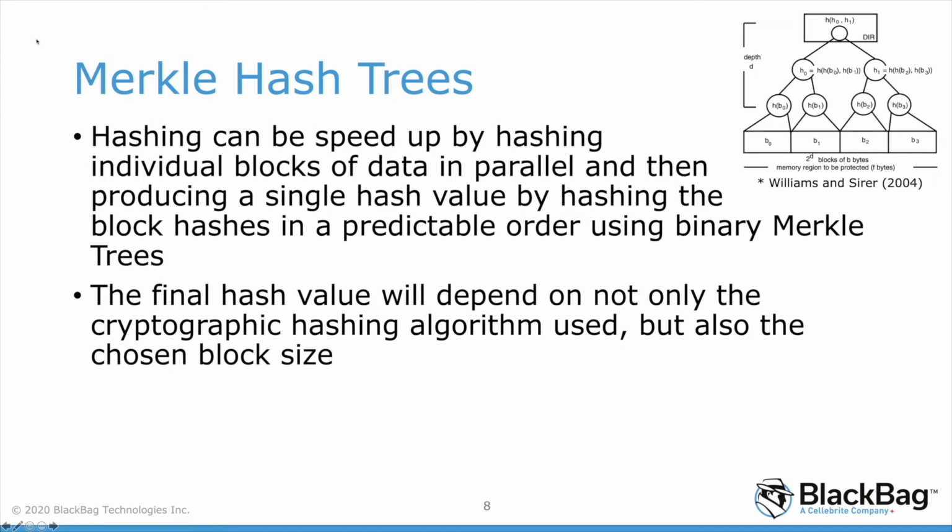And this final hash value is going to change depending on obviously which cryptographic hashing algorithm we use. A SHA-1 hash is not going to match an MD5 hash, but also the chosen block size. So if you chose your block size at 4K blocks, you're going to get a different end resulting hash than if you chose 4 meg blocks. And that's even if the data is exactly the same. So when you're validating Merkle hashes, you need to make sure you're not only using the same algorithm, but the same block size.